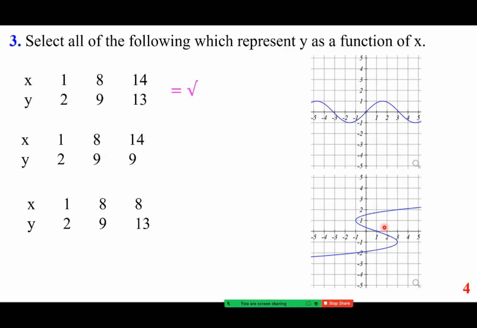Now, for these two, it doesn't matter that the y repeats. It's not a one-to-one function, but it is still a function. So we are interested in a function. And this works too. Why is that? Because it passes the VLT, vertical line test. Whereas this one fails. Look at them. For example, those pairs have the same x coordinates.